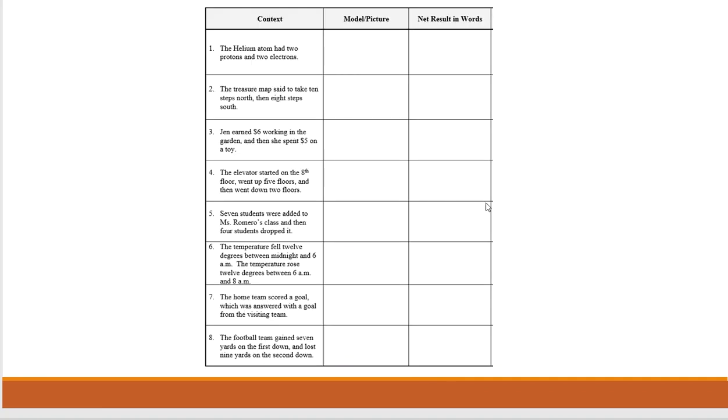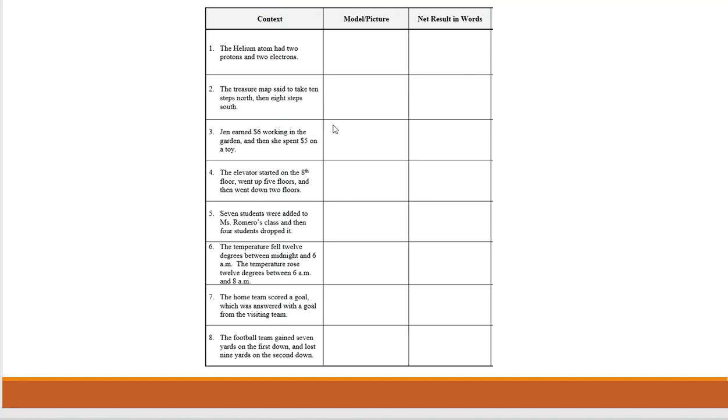Okay, so now I want you to try some of these on your own. You'll see this is activity 1 on your Combining Integers guided notes packet. It's up at the top. So go ahead and push pause, try each of these, and then push play and see if you got them correct.